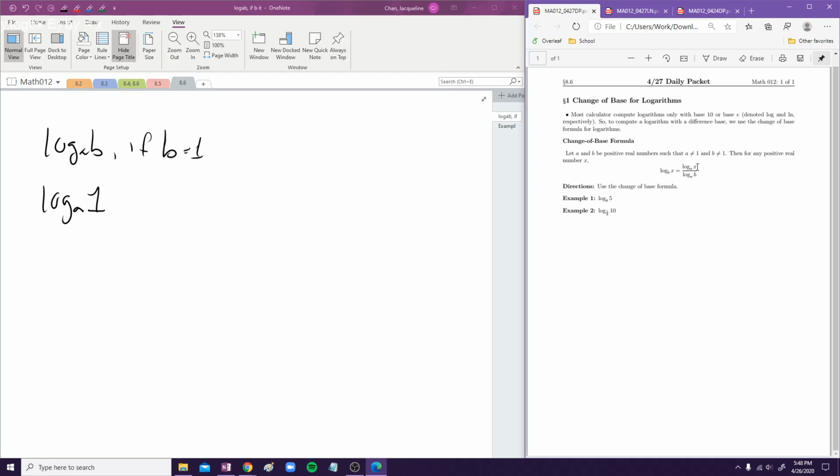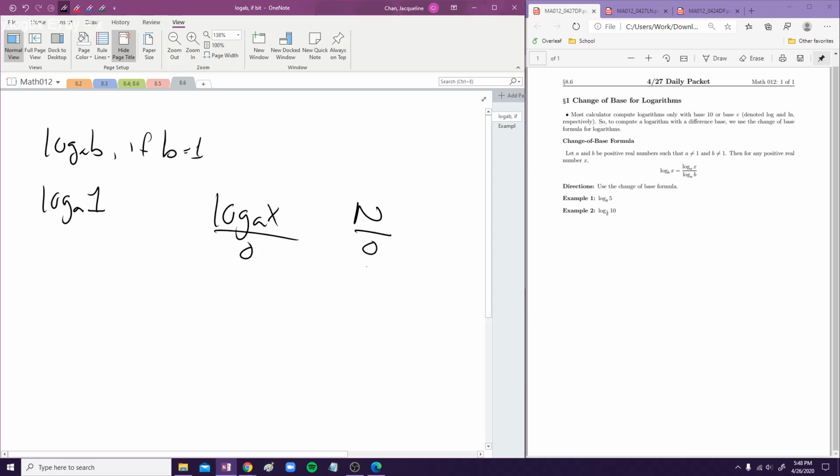So going back to this, if log base a of b was 0, then I would have log base a of x over 0. And what do we know about fractions that get divided by 0? That is a big no. Right? So that's why b cannot be 1.